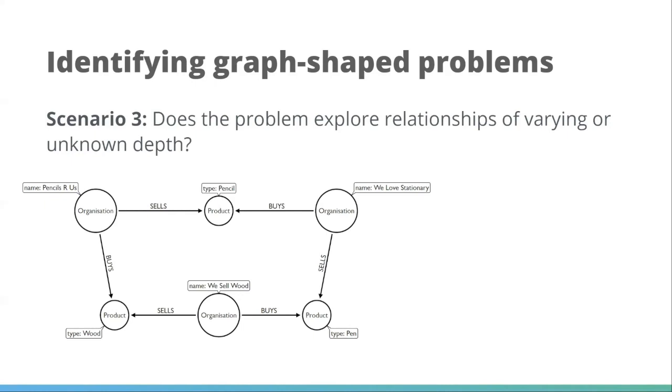And this is a very simple supply chain. Maybe there could be many links. We can see straight away that it has an impact on Pencils Are Us, because they're no longer able to source that raw material that they process. So they're not going to be able to sell pencils to We Love Stationery. But the interesting thing here is that We Love Stationery gets a double hit. No longer are they able to sell a product to We Sell Wood, but they're also no longer able to source pencils from Pencils Are Us.